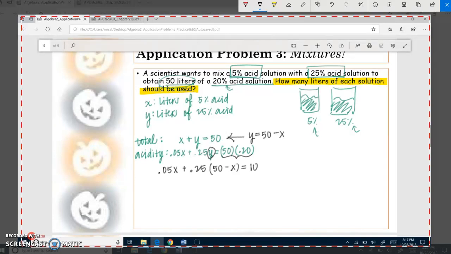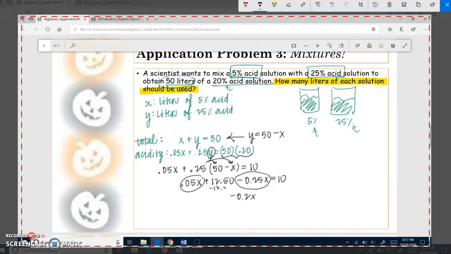So what we need to do next is to just combine like terms. So we'll have 0.05x plus, here we've got 0.25 times 50. So we want to plug that into our calculator. And that gives us 12.5, minus, after we distribute, 0.25x equals 10. So then let's keep combining like terms. I'll have 0.05 minus 0.25x's. So when we combine this term and this term, we'll end up with negative 0.2x.